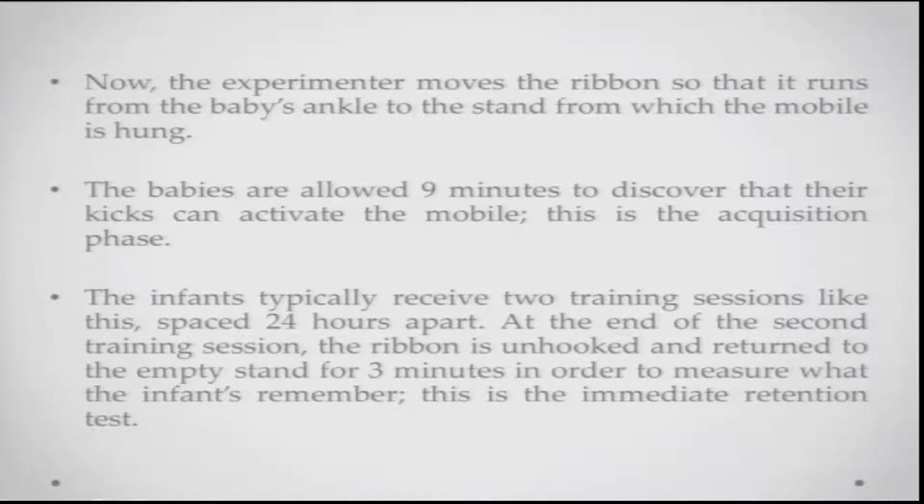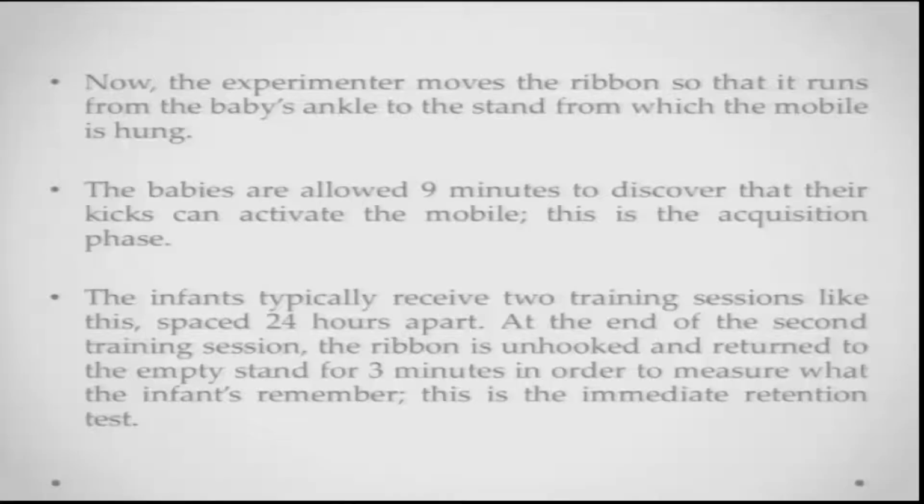The babies are allowed around 9 minutes to discover that when they kick, it activates the movement of the mobile, and this is referred to as the acquisition phase. So, now the babies learnt that when I kick, the ribbon will let the mobile move. The infants receive these 2 training sessions typically around 24 hours apart from each other. At the end of the second session, the ribbon is unhooked and returned to the empty stand for 3 minutes.